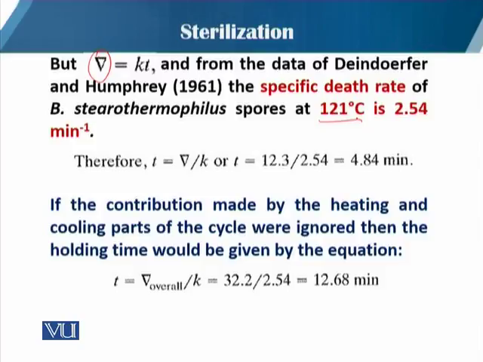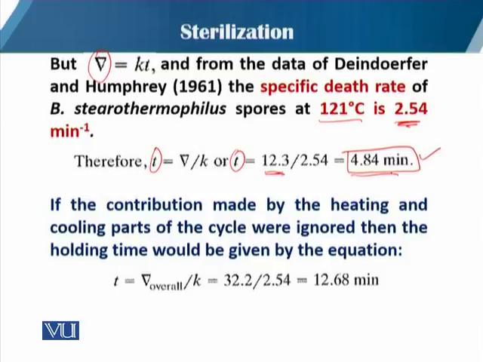Then by using this equation, t is equal to the del factor divided by the specific death rate. So the time is equal to, as we have calculated in our previous slide, 12.3 divided by 2.54, which is the specific death rate, and the answer is 4.84 minutes. So this is the time that is needed for the holding time.